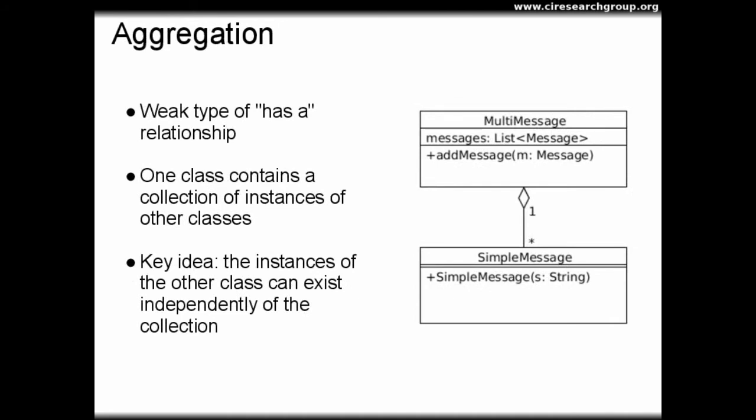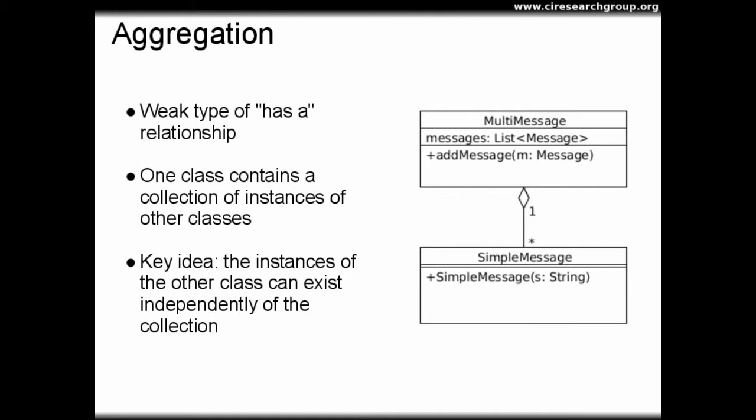The first type of association relationship that I will describe is the aggregation relationship. An aggregation is a weak type of has-a relationship between class instances, in which an instance of one class provides a collection of instances of other classes. It is important to note that aggregation relationships are considered weak has-a relationships because the instances that are collected by the collecting class can exist independently from the collecting class.